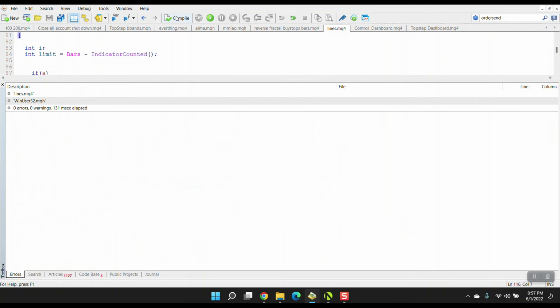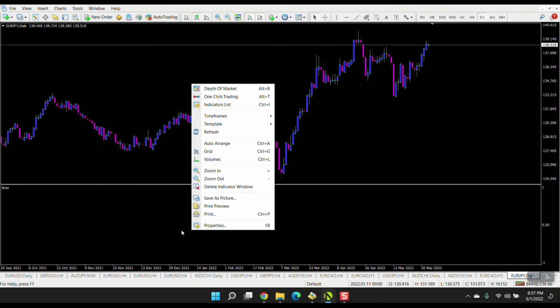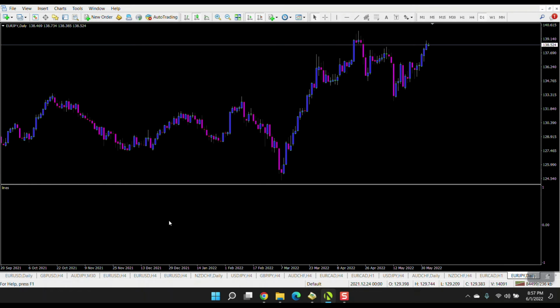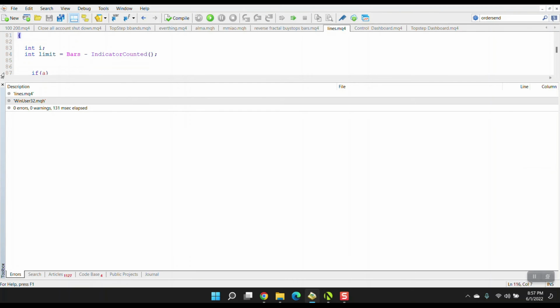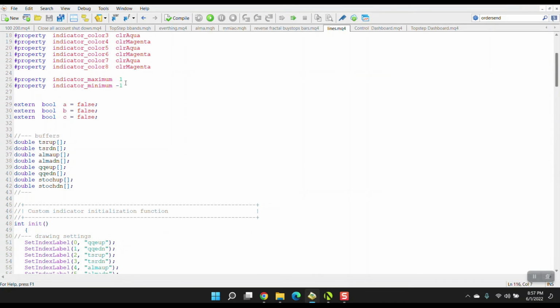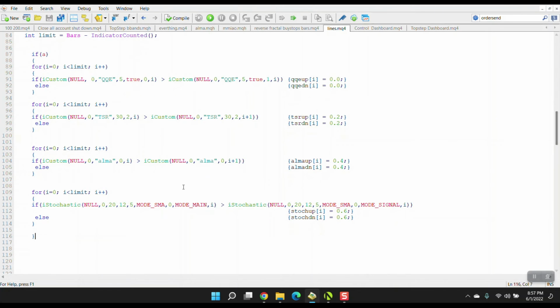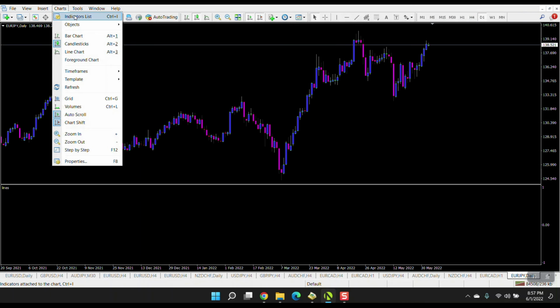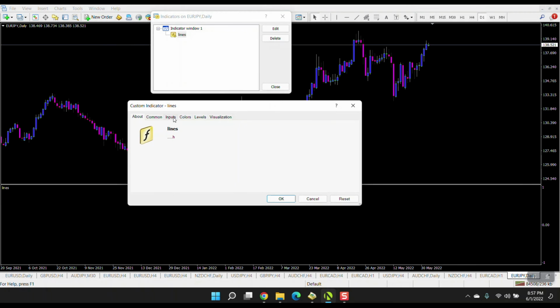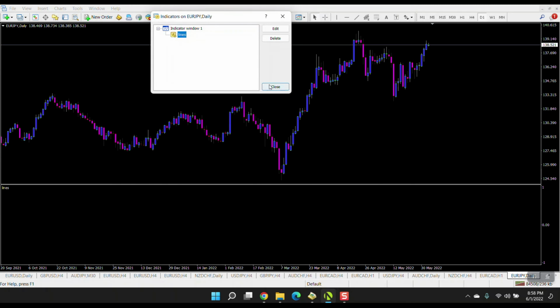Let's see here. Okay, see, nothing's on there because I have them set to false. Let's go up. See, I have A false. I have A, B, C. They're all false. Let's go back down here. All right, so let's go here. Charts, indicators, inputs. Let's go A true. There they are.